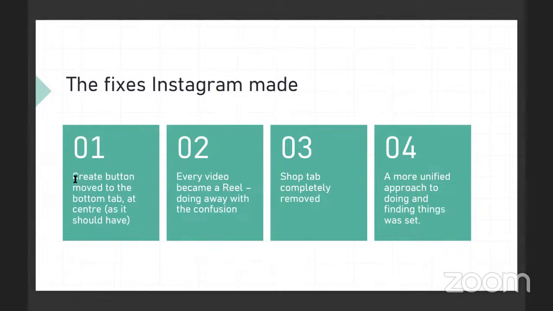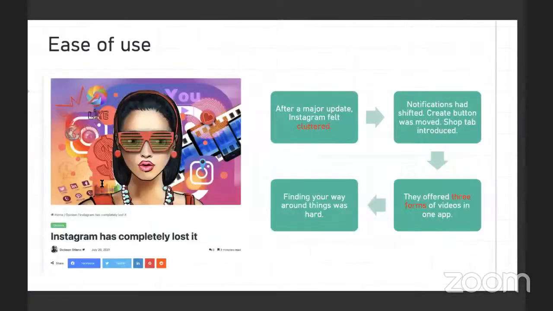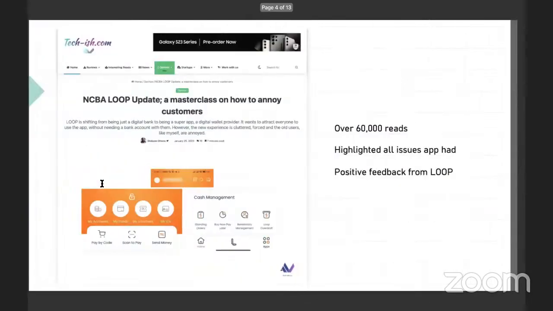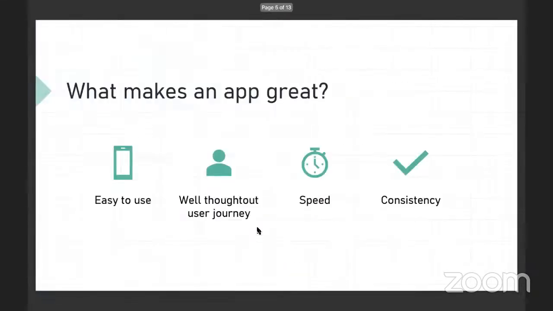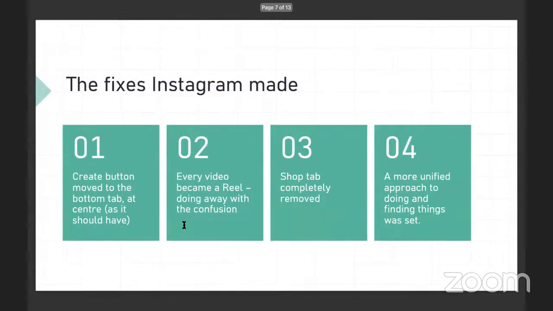For example, the create button is now moved back to the bottom, at the center. I've seen very many new apps coming up nowadays, and they have this sort of center design. Even the new Loop app has this sort of center L. So Instagram decided to bring the create button to the center, as it should have always been.